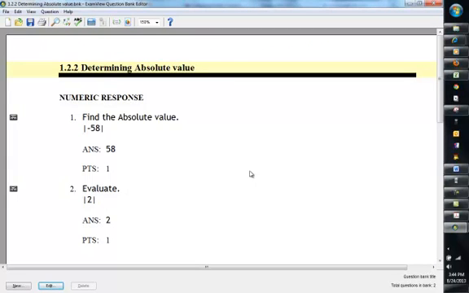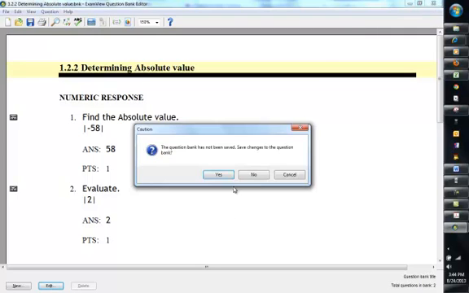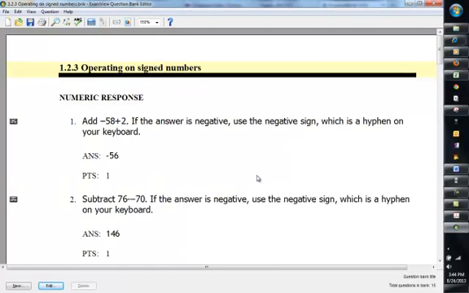Next one. Absolute value is just how far the number is from 0. It's always going to be a positive number. So the absolute value of -58 is +58. The absolute value of 2 is 2. We need to know absolute values in order to work with these signed numbers or integers as we do in section 3. So let's look at this first one, -58 plus 2.